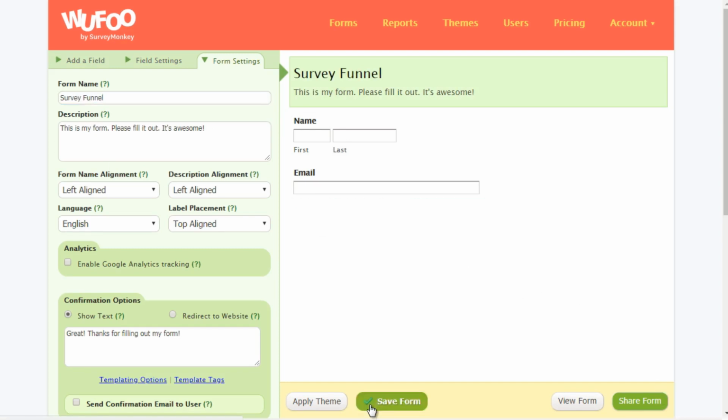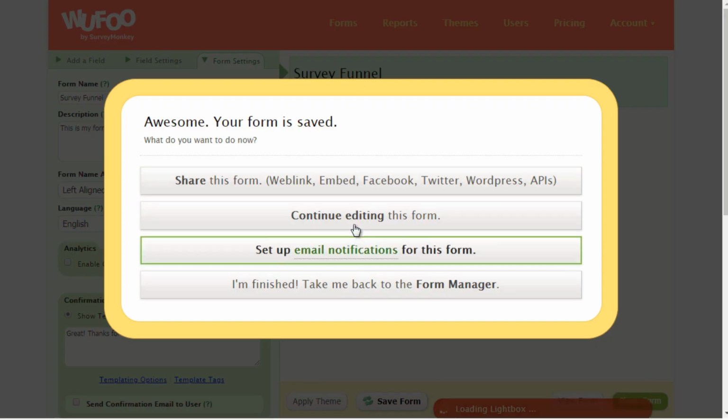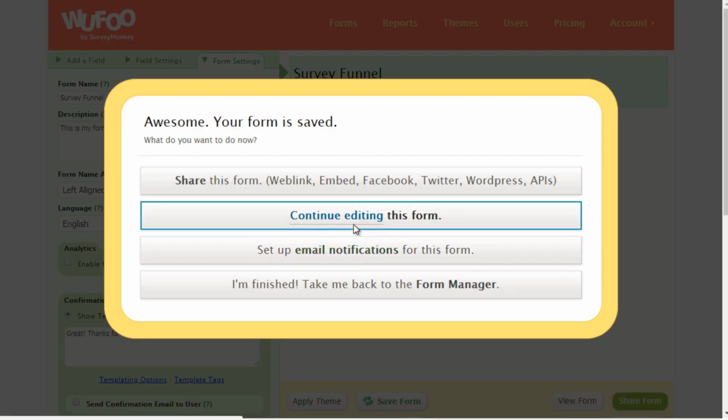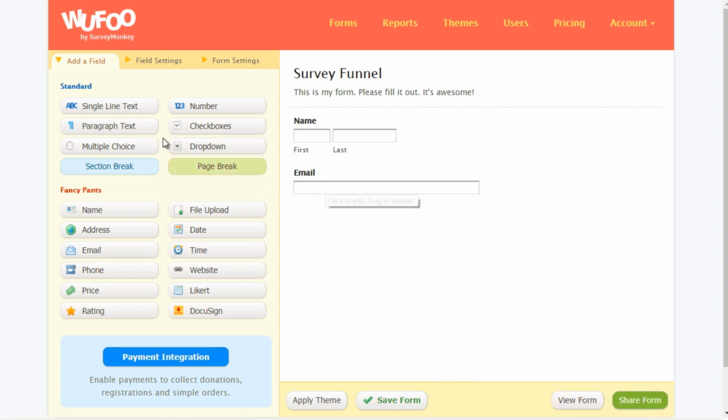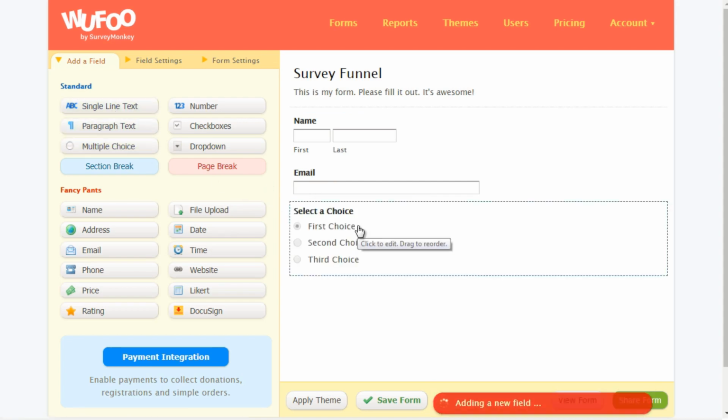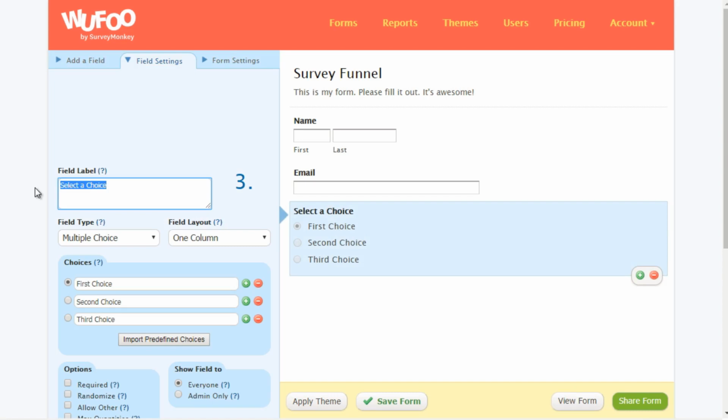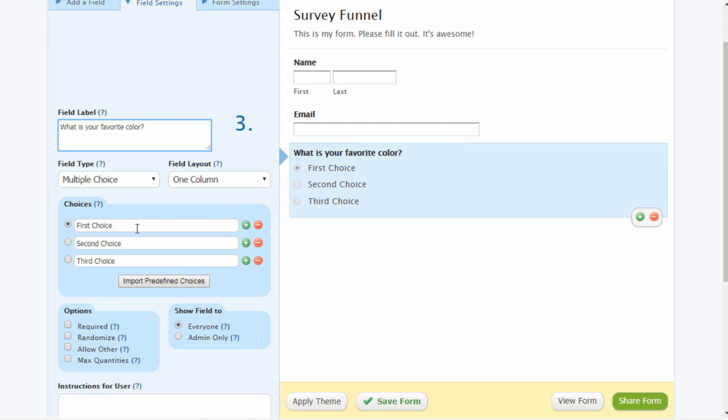And we'll click save. Continue editing this form. So we got the name, we got the email, we could do multiple choice. So you could even do essentially what we call camouflage questions to make it fun and interesting, such as what is your favorite color? First choice, second choice, third choice.